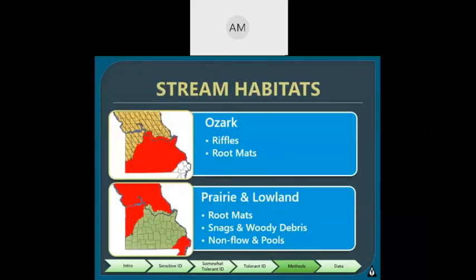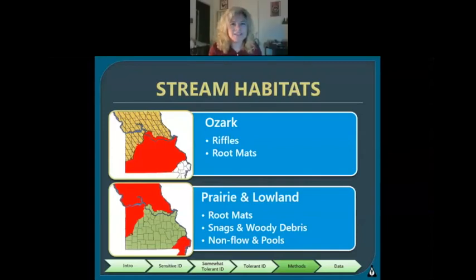So your Ozark region is going to be primarily riffles and root mats, but again, riffles take the priority, so if you can get 3 of those within your 300-foot site, that's going to be ideal. In prairie and lowland regions, again, there are riffle habitats in many streams. You just kind of have to look for them. So choose a good site that's accessible, that you can get that riffle sample if you can. But root mats are also productive, and then snags and woody debris can also be sampled as well. But the lowest priority are the non-flow and pool areas, so we really don't recommend that, if possible.